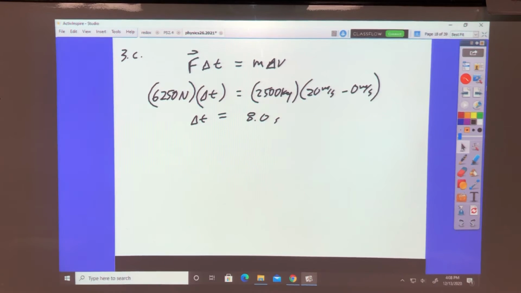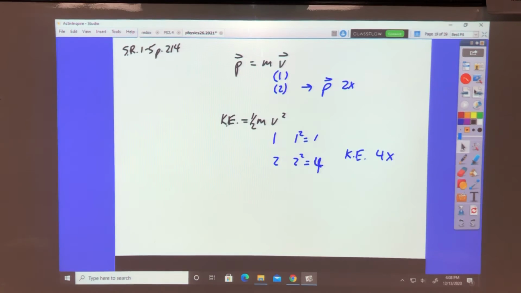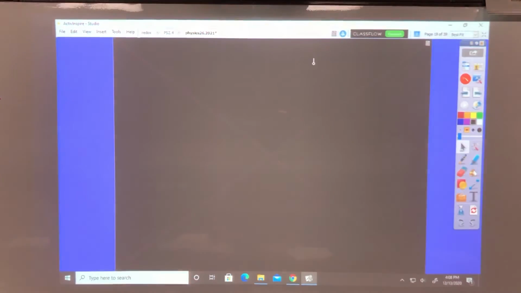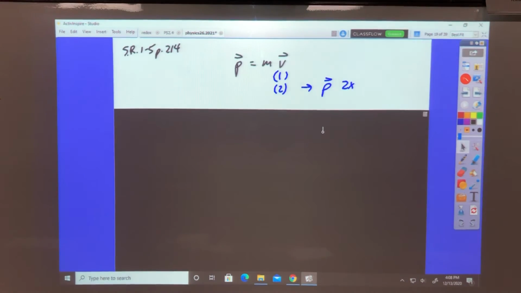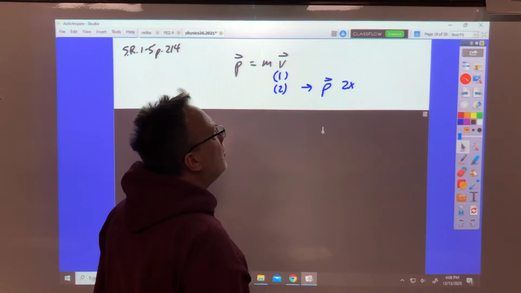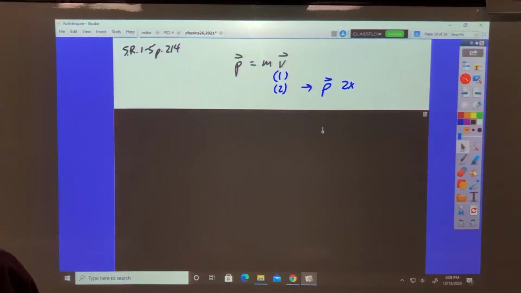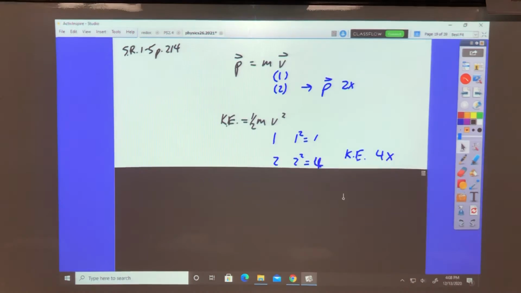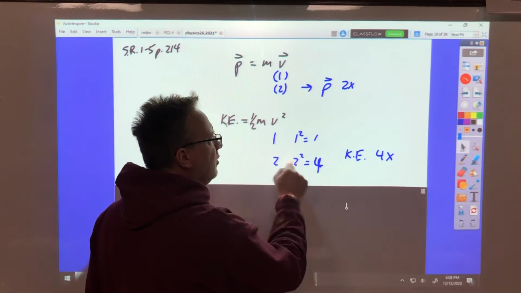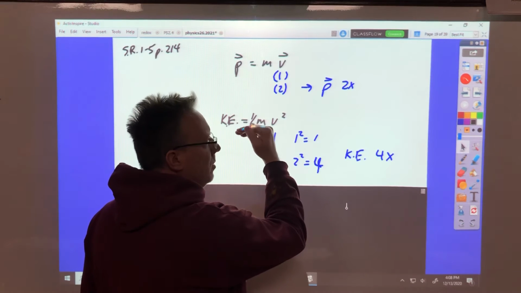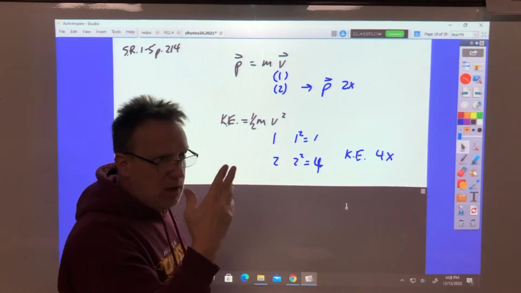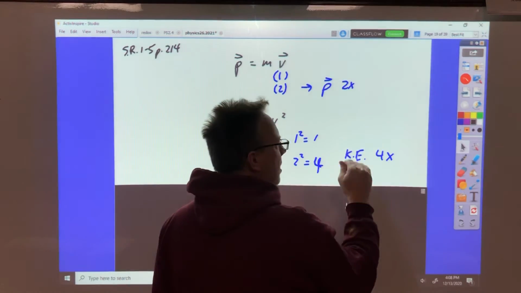Okay, now number 1, page 314. If the speed of a particle is doubled, the mass is the same, so you're just doubling your answer for momentum. Your momentum becomes double. If your velocity is doubled, what happens to your kinetic energy? Well, 1 squared is 1, 2 squared is 4. So if you double your velocity, the momentum goes up by double, but the kinetic energy goes up by a factor of 4.